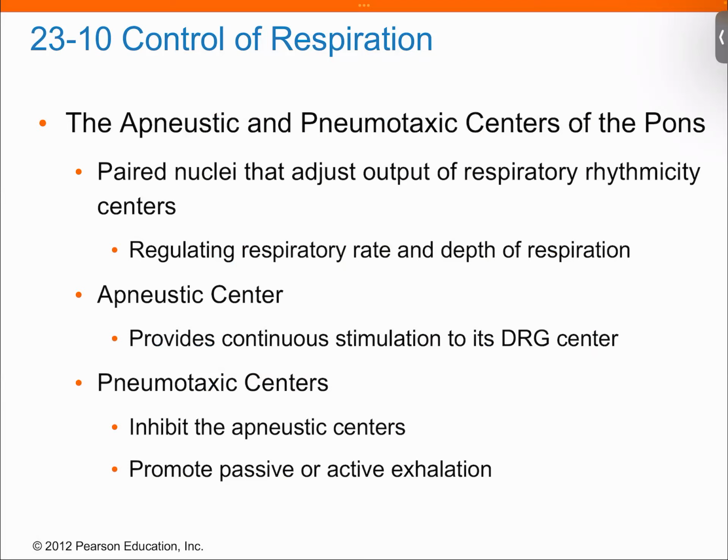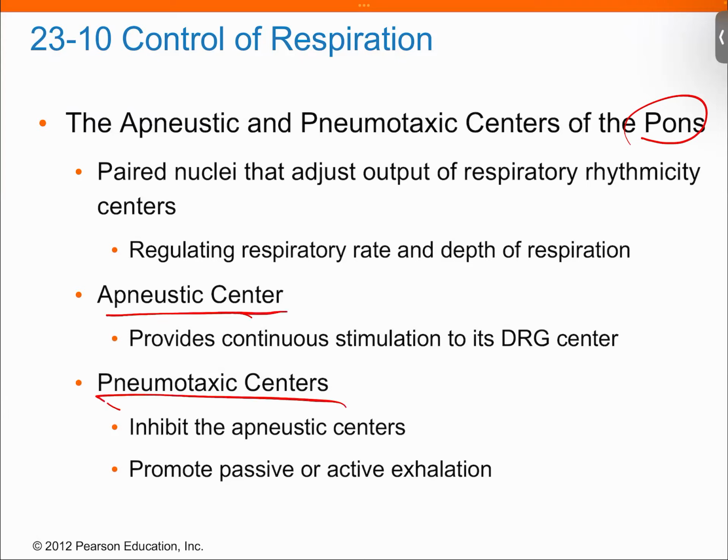So there's a couple of other centers, however, that are also important, right? Because ultimately these two, DRG and VRG, just establish normal tidal breathing and also forced breathing. But what about rates, right? Who's responsible for accelerating or decelerating your respiratory rate? Well, that gets us to the pons, right? So before we were in the medulla oblongata, now we're in the pons, and you have two different centers in the pons, the apneustic center and the pneumotaxic center.